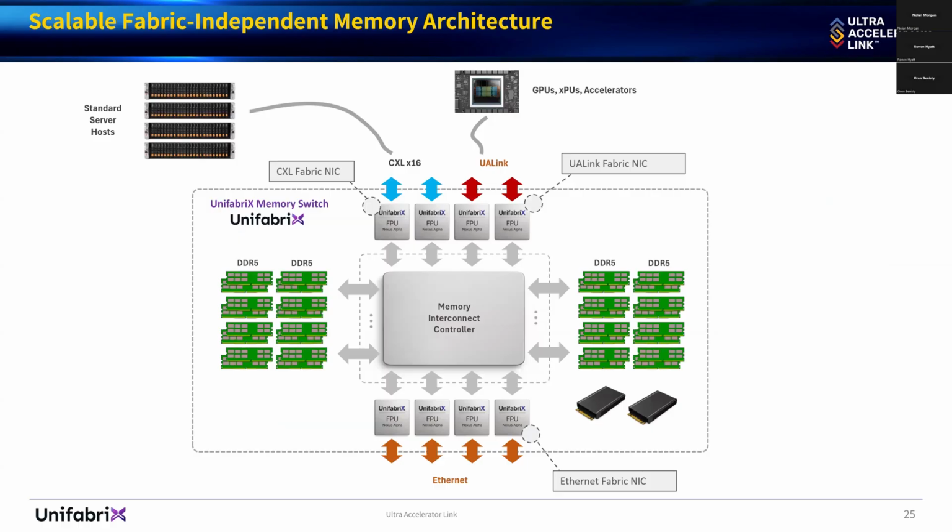If we go even deeper into the structure, what we built in our memory switch is a memory interconnect controller, and this is a scalable architecture. We can have one or more of these memory interconnect controllers, so we can have more memory channels if required and more ports if required. And here we see the UALink fabric NICs that connect to accelerators such as GPUs. And we can have CXL fabric NICs that connect to standard servers, or even Ethernet fabric NICs that can expose this memory over Ethernet when required.